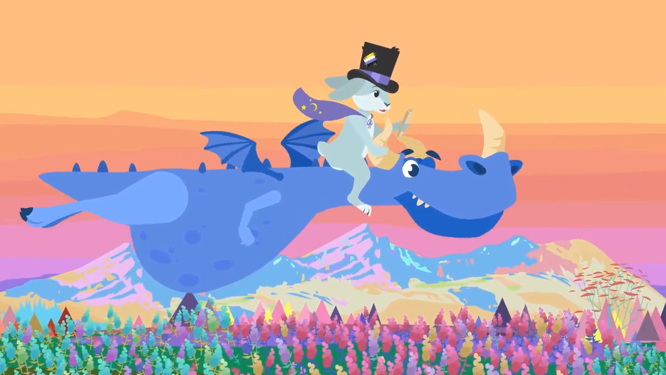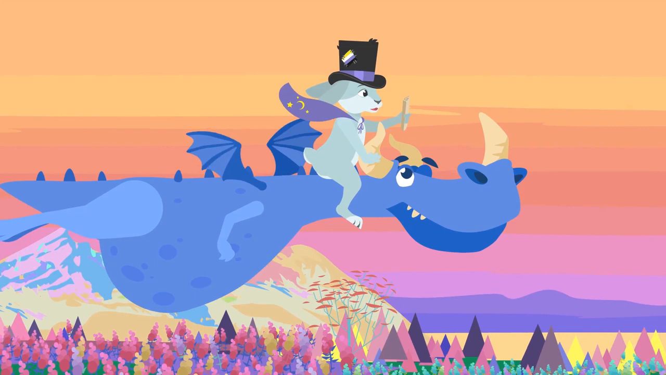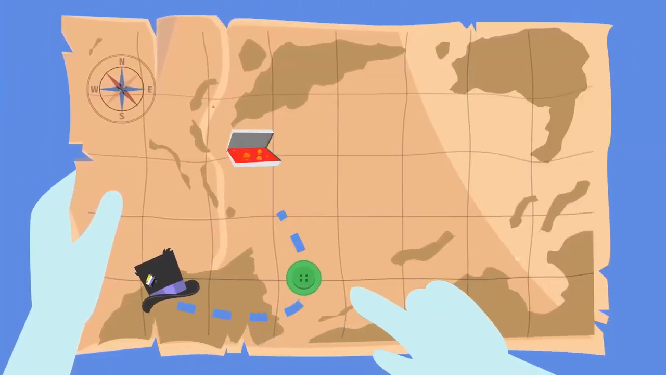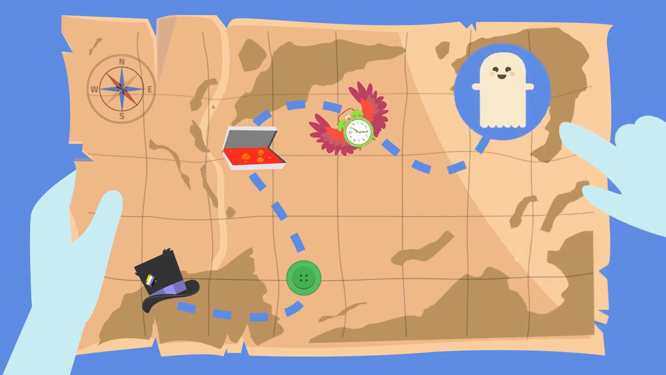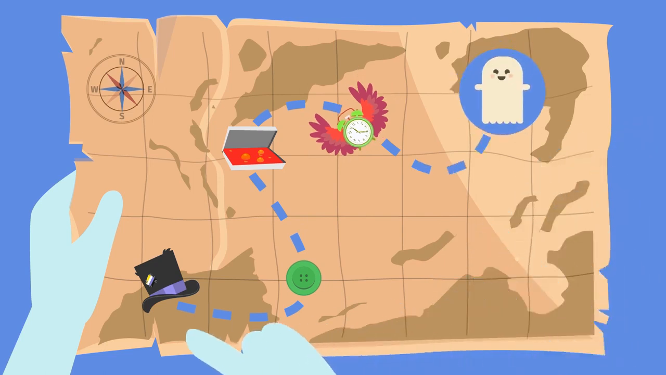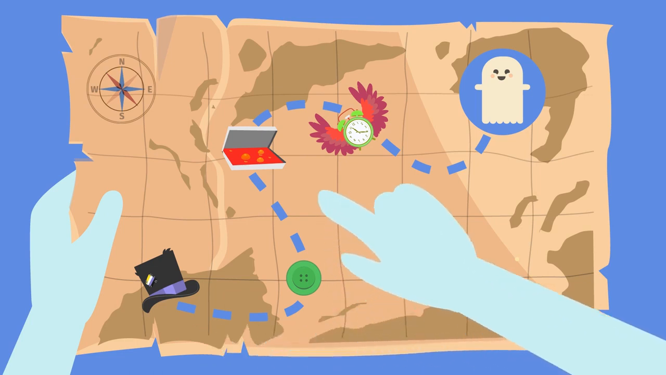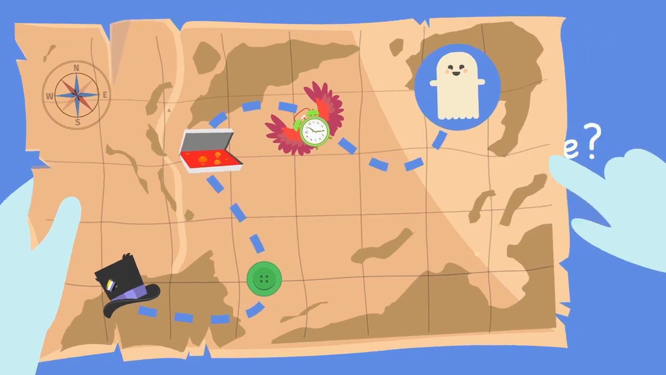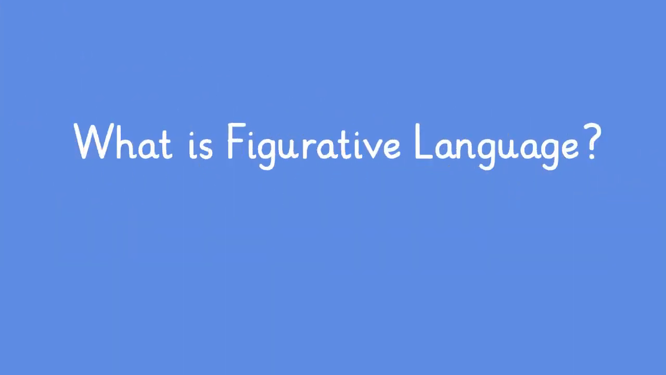Oh, what do we have here? It's a map to send Ari and Zaid on a quest to set Huey free. In order to complete the quest, they have to determine the literal meaning of the figurative language at each stop. Let's help Ari and Zaid by answering, what is figurative language?